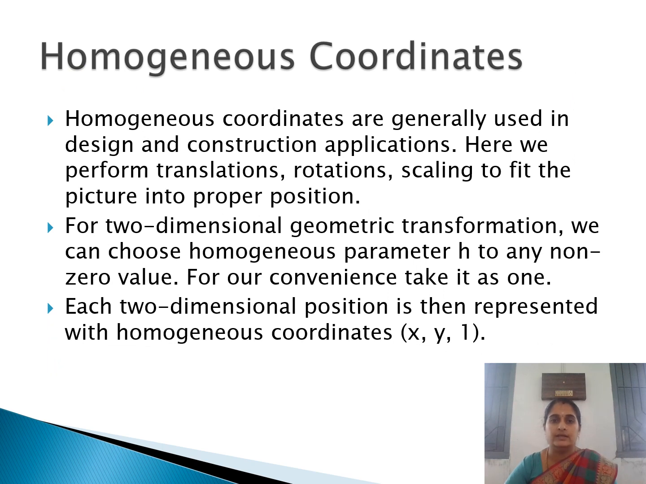Homogeneous coordinates in 2D transformations. Homogeneous coordinates are used in design and construction applications. Now we are doing the transformations, that is translation, rotation and scaling, to fit the picture into the proper position. This homogeneous parameter h has to be a non-zero value. Then only we can get the proper answer. For our convenience, we can consider the parameter h as the value 1. That is, x, y, 1 are the coordinate points in the homogeneous coordinate.